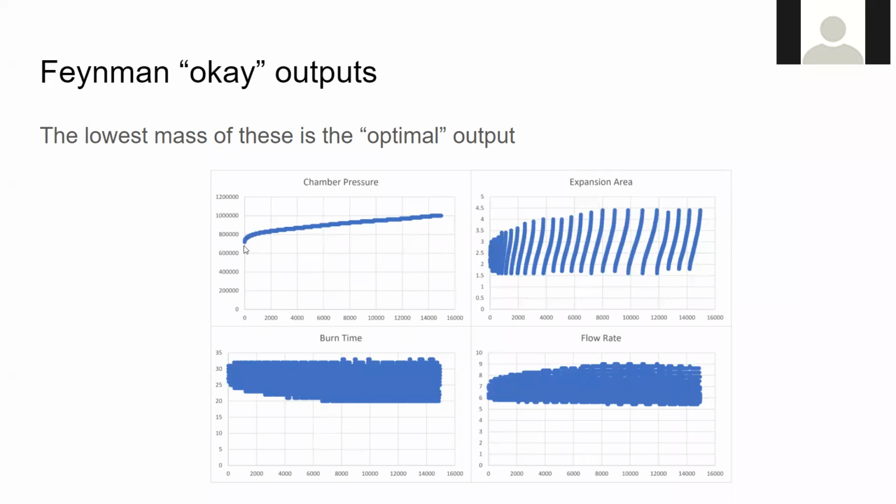If we have a lower chamber pressure, we generally aren't able to do as low of a burn time in order to have a valid parameter. We can't have as high of an expansion area ratio, and we can't have as high a flow rate in order to get a valid input out of that.